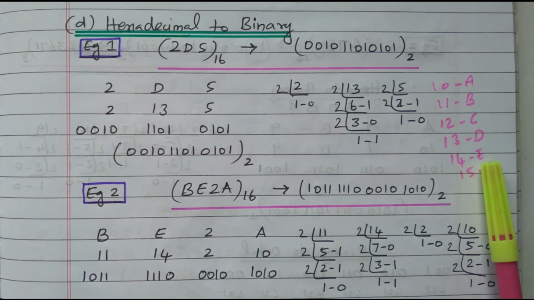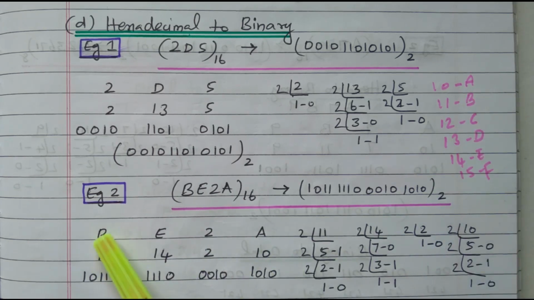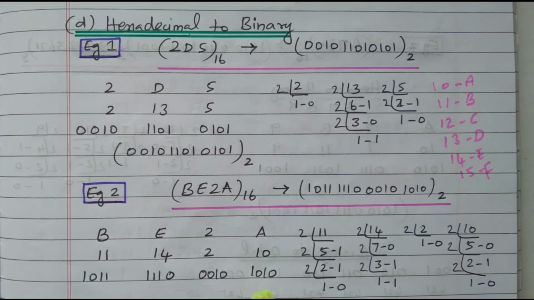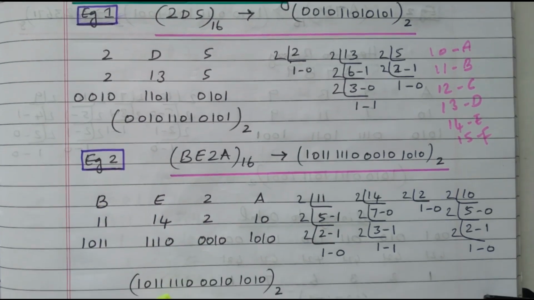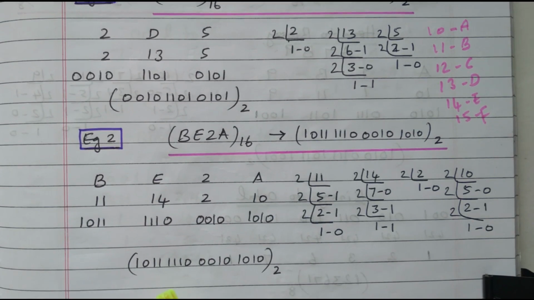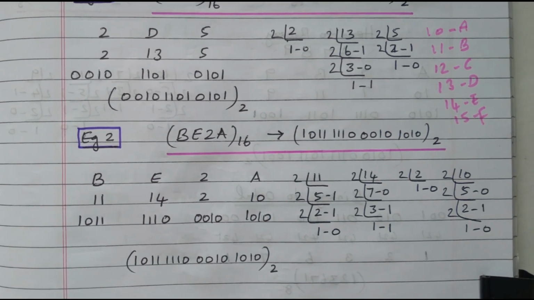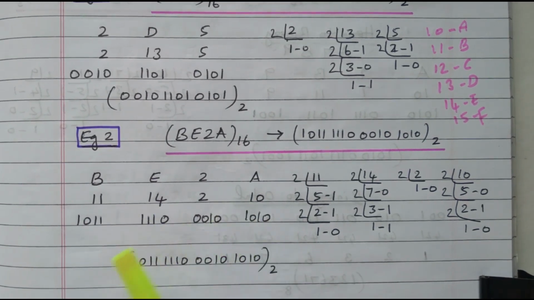What is the E value? E is nothing but 14. Then 2. The A value is 10. Right? Now this alphanumeric value is converted into numeric values. B is 11, E is 14, 2 as it is, A is 10. Next, what we need to do? We need to convert each and every digit into a binary value, right, and make it 4 digits.